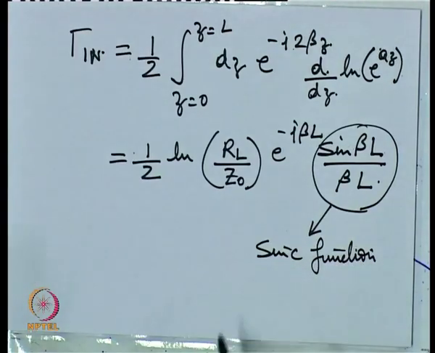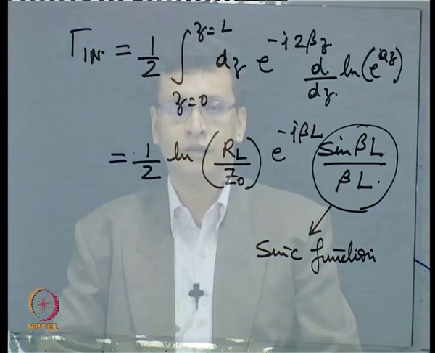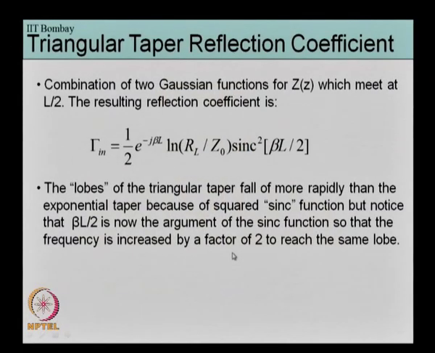There are other kinds of tapers that we commonly use. One of these tapers, if we could go back to the monitor slides, is what we call the triangular taper function. Now, the derivation of the triangular taper function is not so simple. It is actually the combination of two Gaussian functions. In that case, the gamma in value is given like this, which is actually proportional to the square of the sinc function.